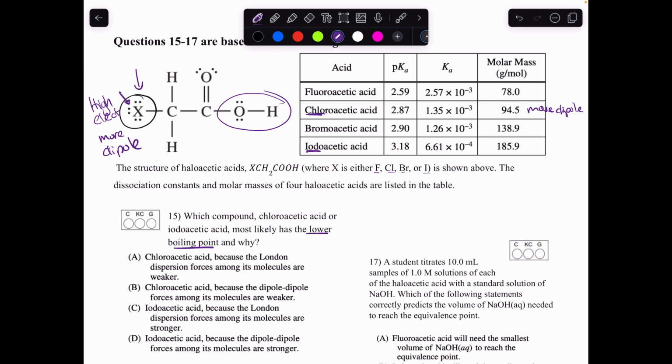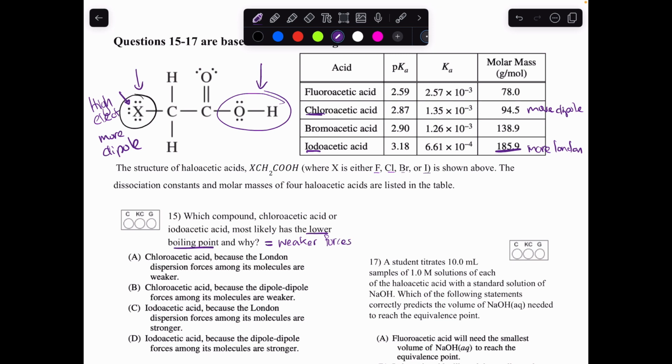Okay, and then our last type of forces, they both have London, but the heavier it is, the more London, so this would have more London. So I've kind of identified what forces. It can't be because of hydrogen bonding because that's the same, but it could be because of those. The other thing to keep in mind is if something has a lower boiling point, then that must mean it has weaker forces. So we need to make sure our answer option supports that.